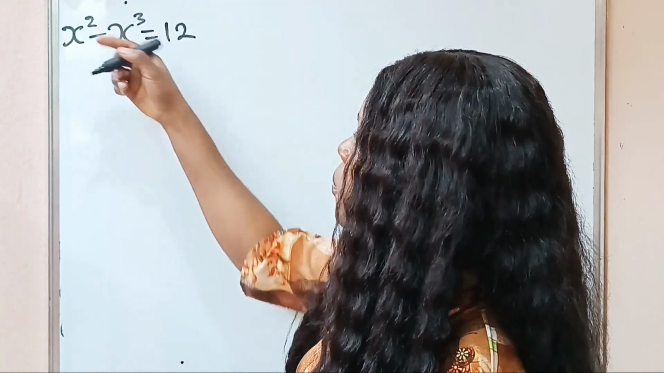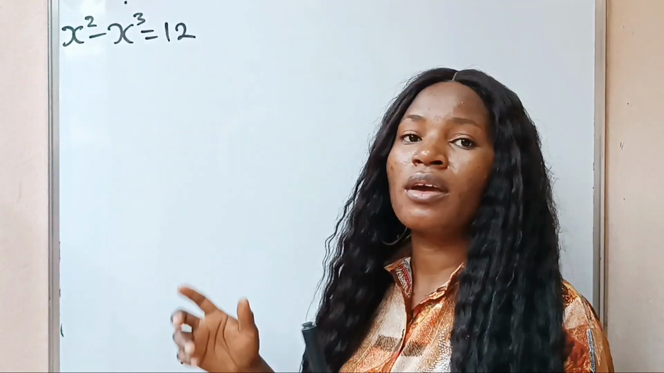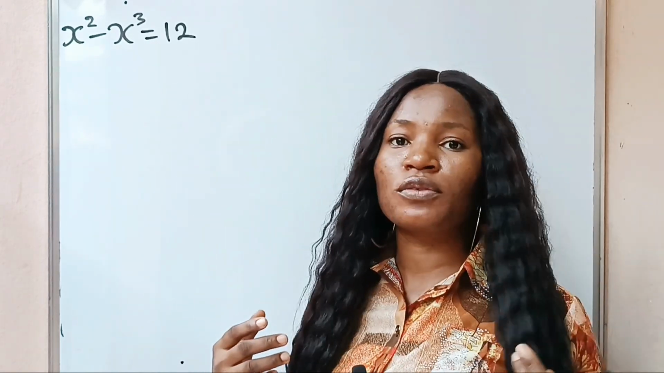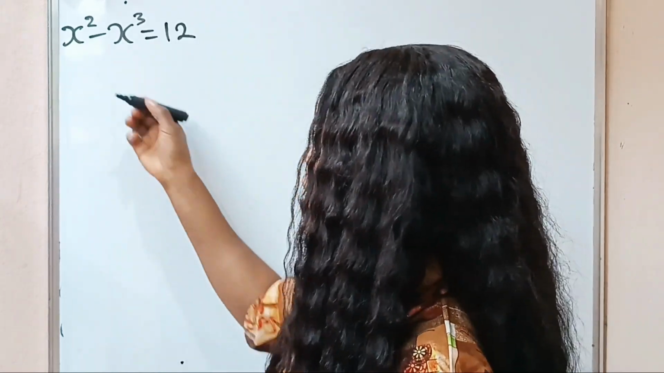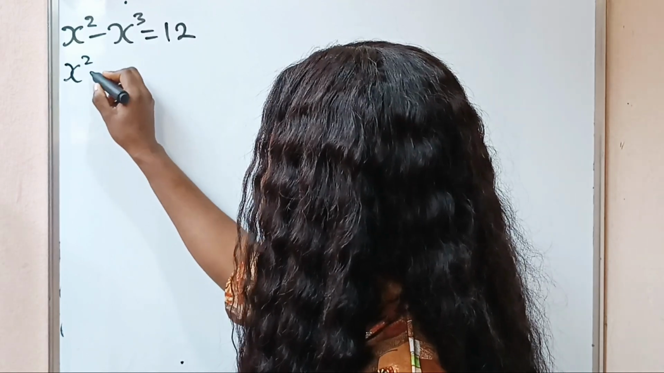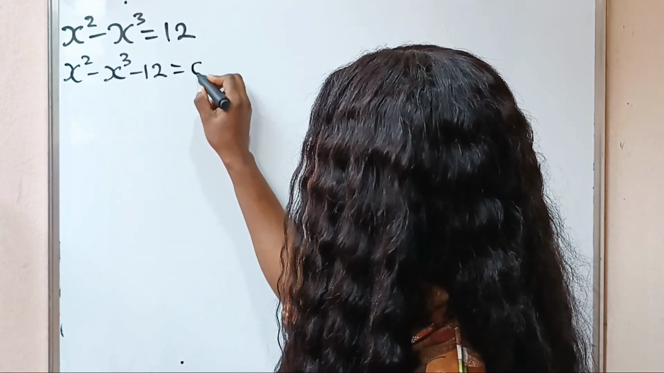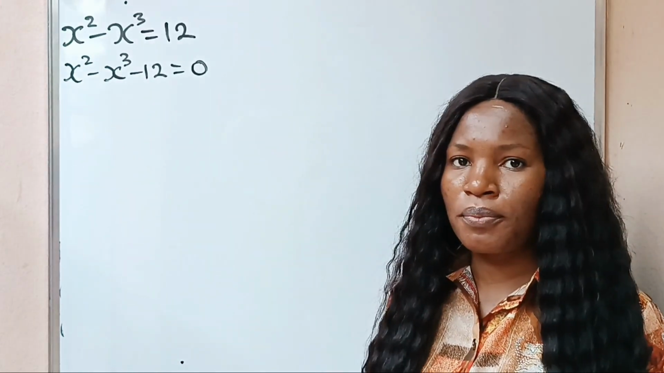Now we have x to the power of 2 minus x to the power of 3 is equal to 12. Let's transfer these constants to the other side of the equation. So if we do that, we have x to the power of 2 minus x to the power of 3 minus 12 is equal to 0.